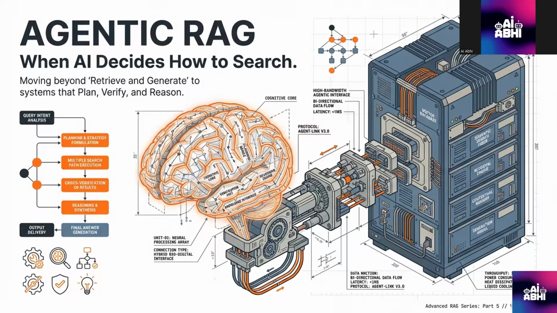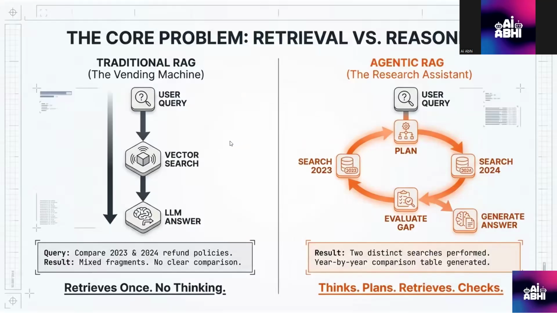It is when your AI decides how to search. So watch this. I'm going to ask the same question to two RAG systems: compare refund policies from 2023 and 2024 and tell me what changed.